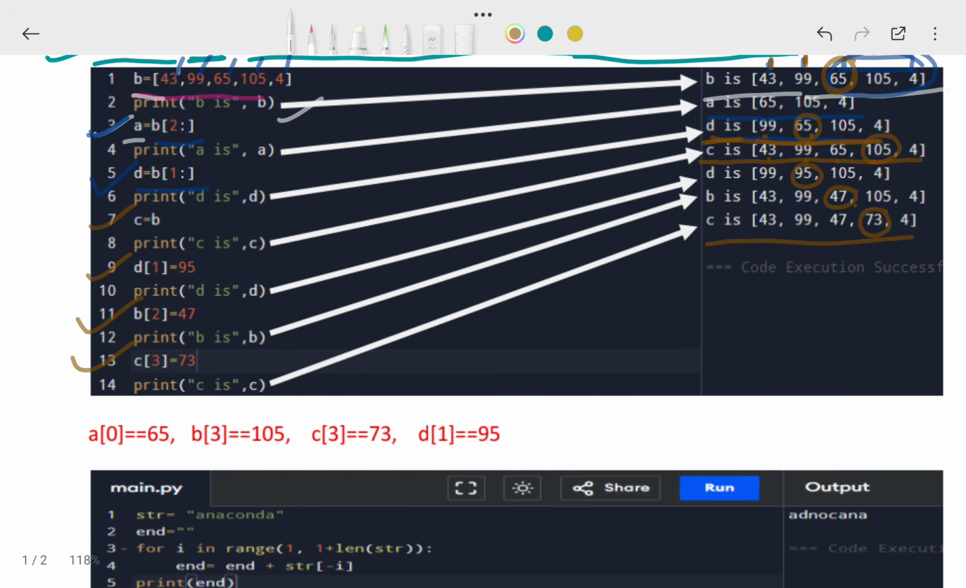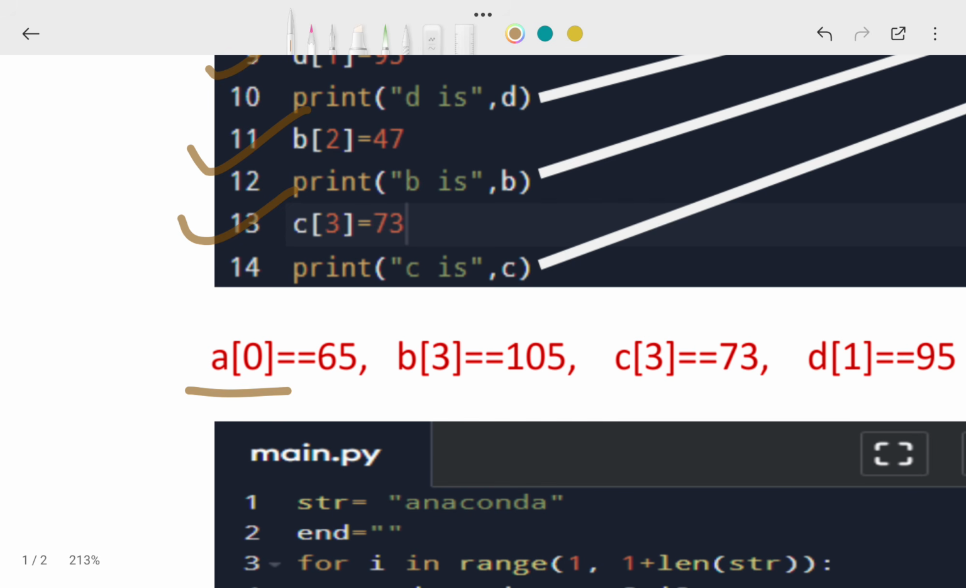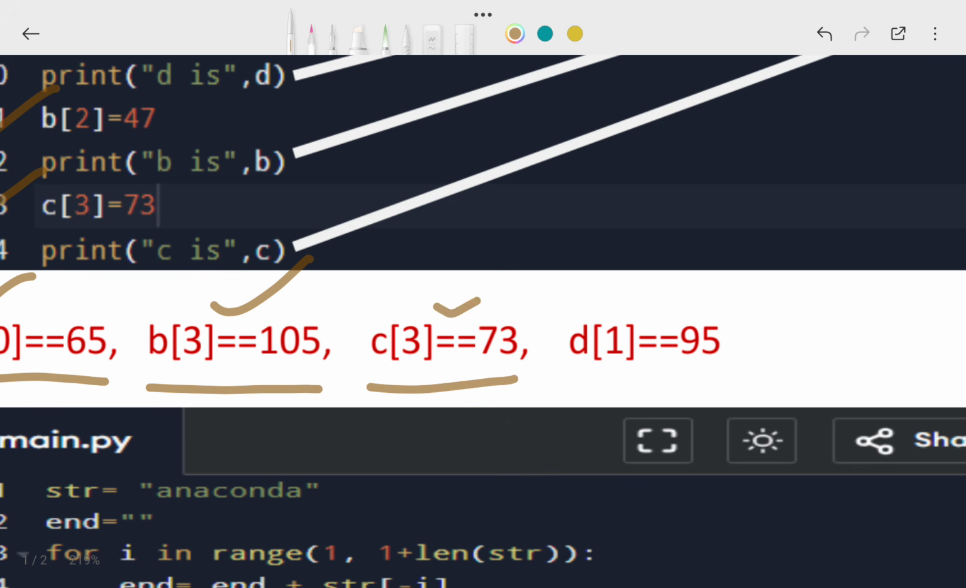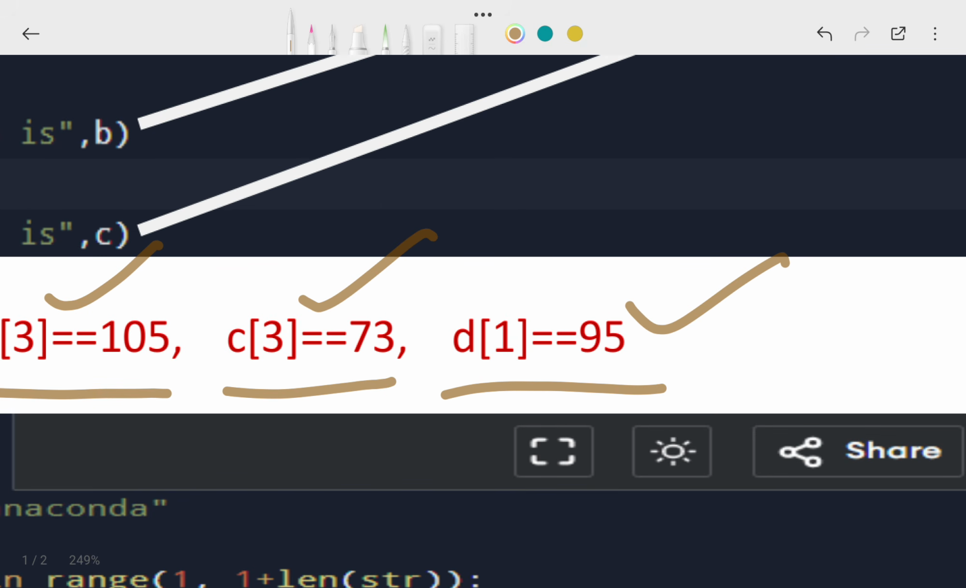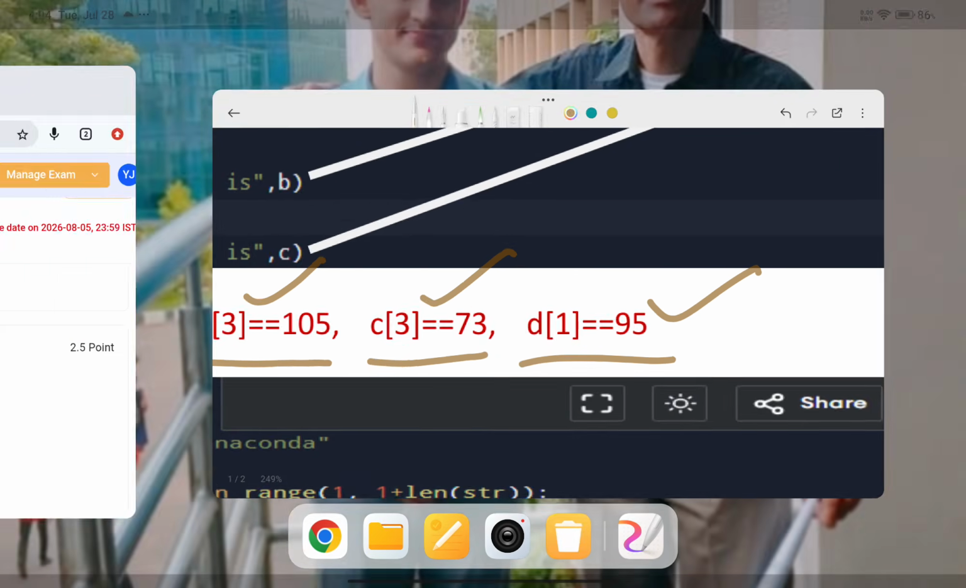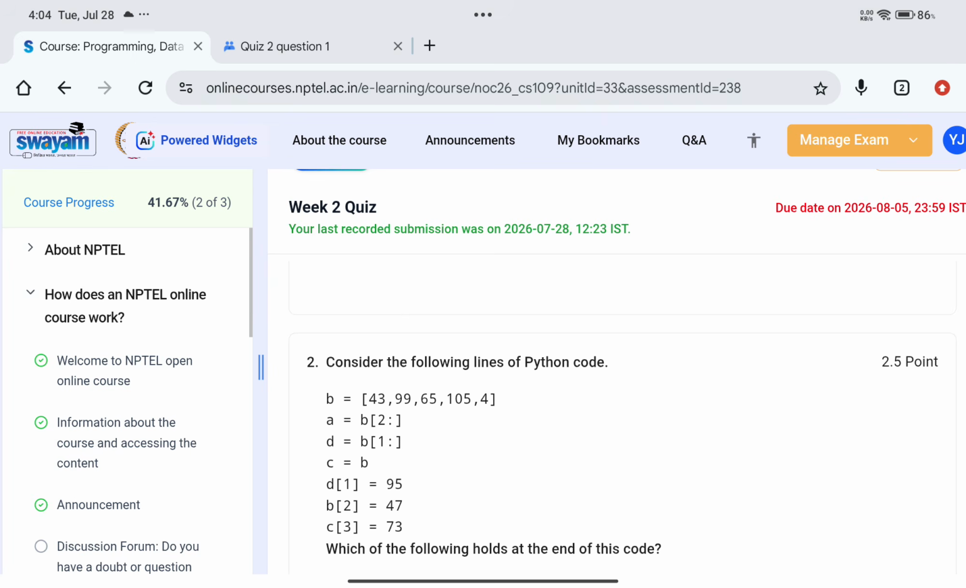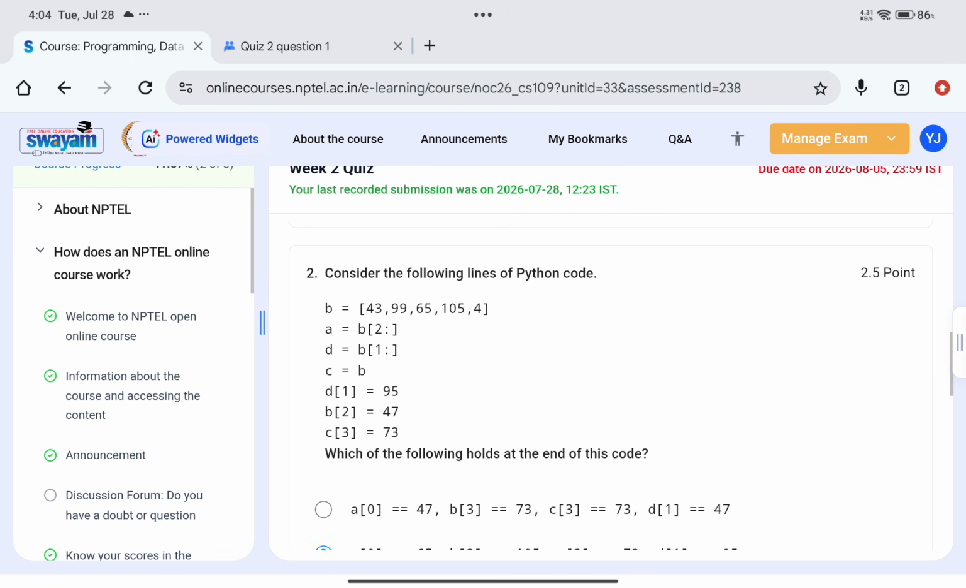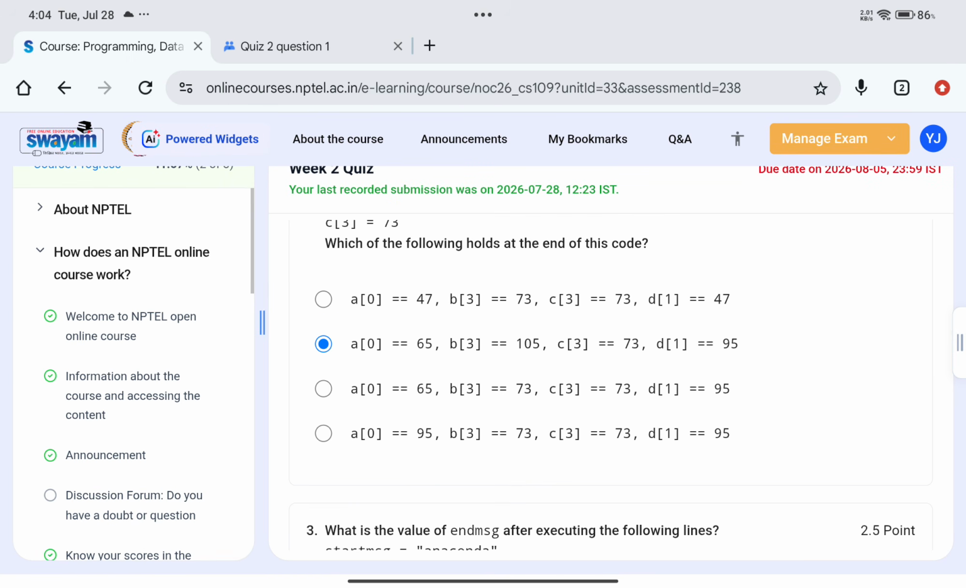Now you check which one is matching. If you see, your A0 is 65, B3 is equal to 105, C3 is equal to 73 and D1 is equal to 95. You have to check in this answer, so easily you can understand what is the correct answer. There are actually many options; out of these options you have to choose the correct one.